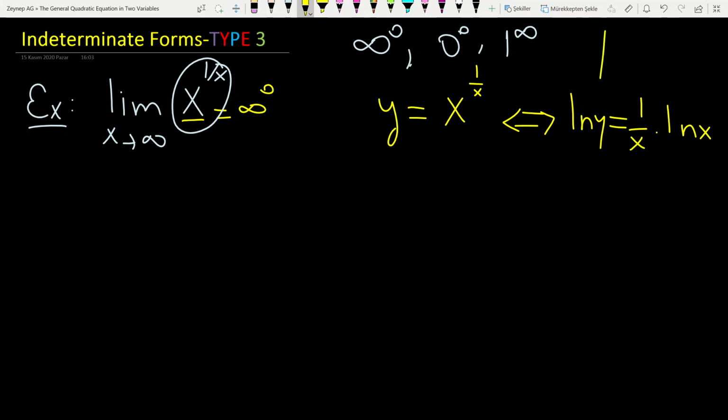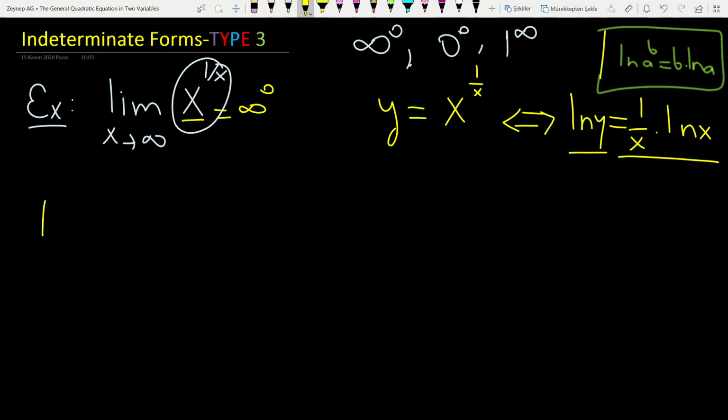Since ln a to the power b is equal to b times ln a. Okay? So we have this equality. Instead of looking at the limit of the left hand side, we focus on the limit of the right hand side. So let's look at the limit of ln x over x, when x tends to infinity. Do you remember this question?